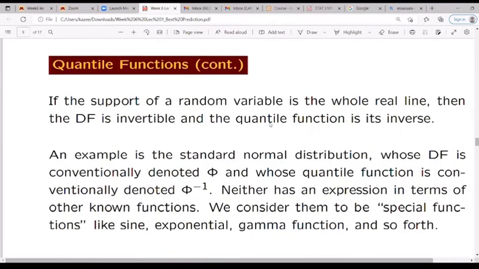So the takeaway from the quantile is that if the support of a random variable is the whole real line, talking about all real numbers, then the distribution function is invertible, and the quantile function is its inverse. I think I told you the other time that the quantile function is the inverse of the distribution function, which means it is only when the distribution function is invertible that you can figure out the quantile function, which happens to be the inverse. So I just want you to take note of that.